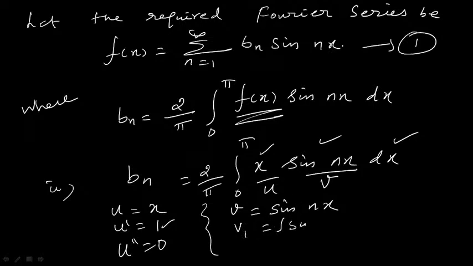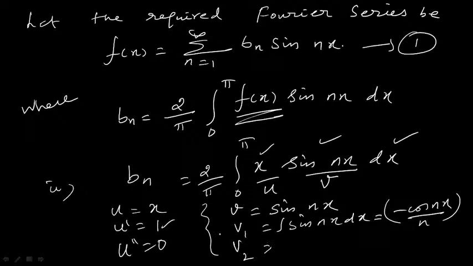What is integral sin nx dx? Integral sin nx is nothing but minus cos nx divided by n. Next, you have to integrate v1 again with respect to x. So here minus 1 by n is a constant. Integrating cos nx, you get sin nx divided by n, and already you have n in the denominator, so n square.